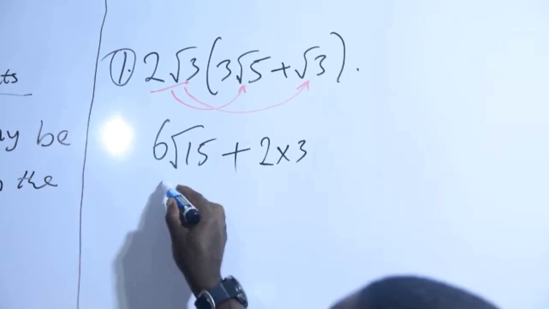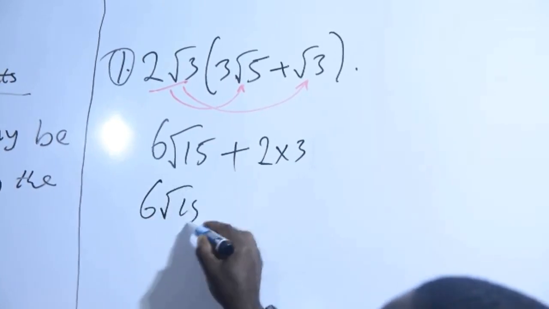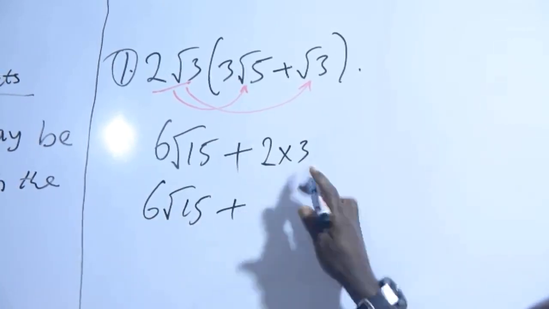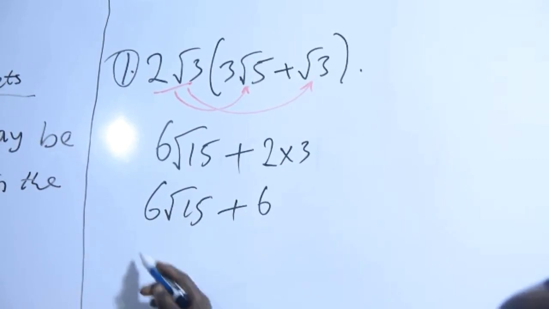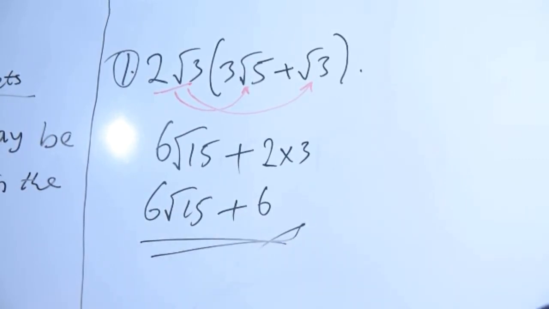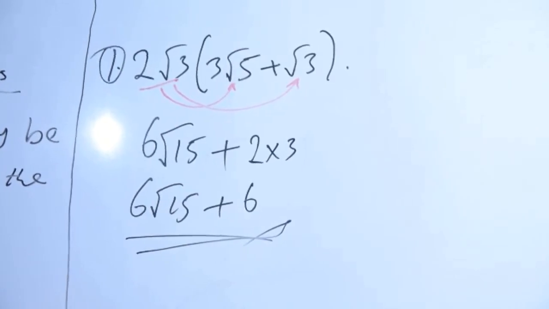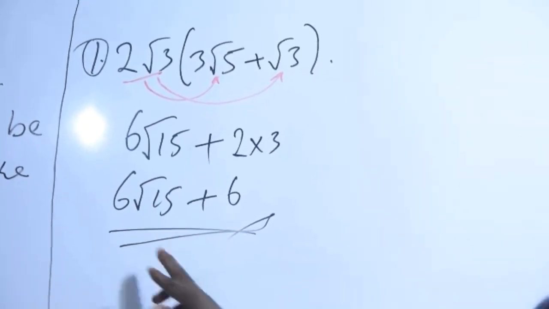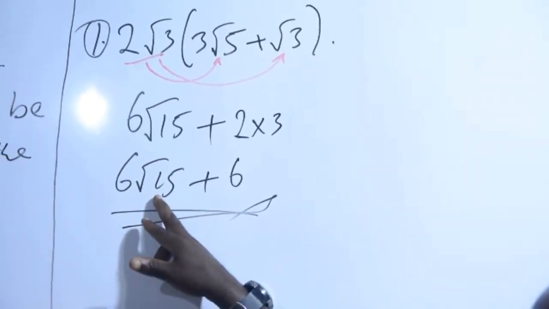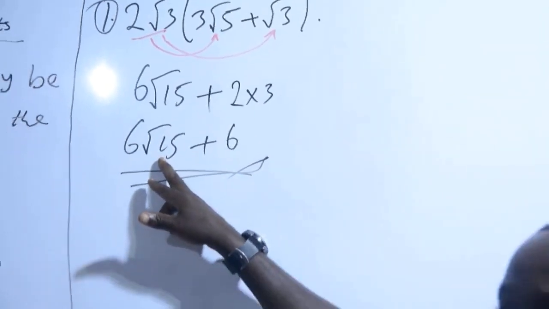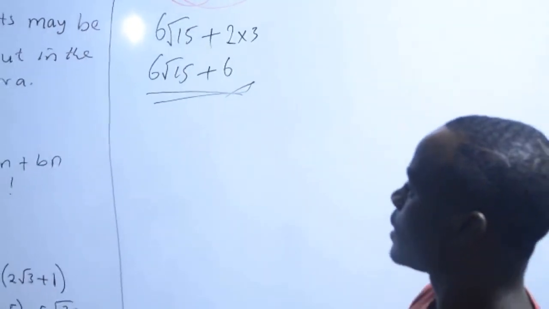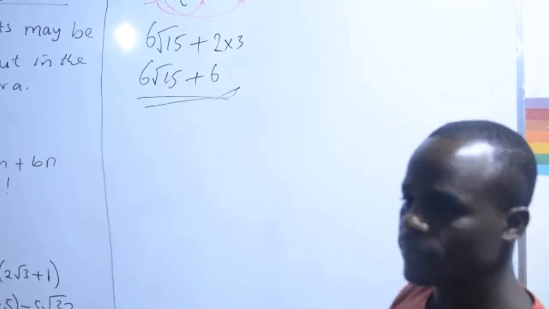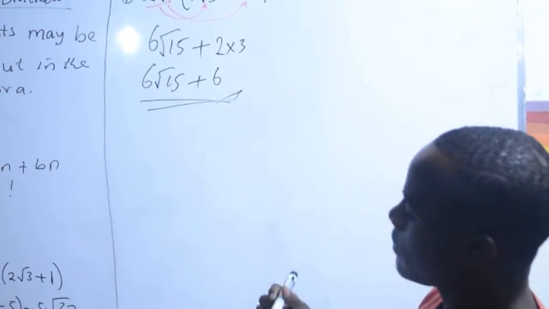And therefore, you have 6 root 15 plus 2 times 3 is what? 6. And here you have your final answer, because we cannot simplify this one further. The 15 here does not have any number as a perfect square that can go into it. So we leave it like that. Are we following? I think that is okay.